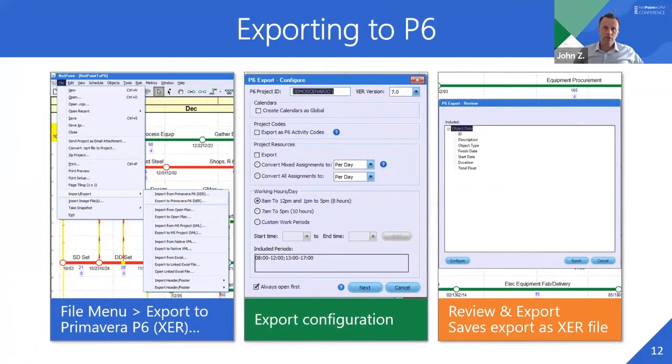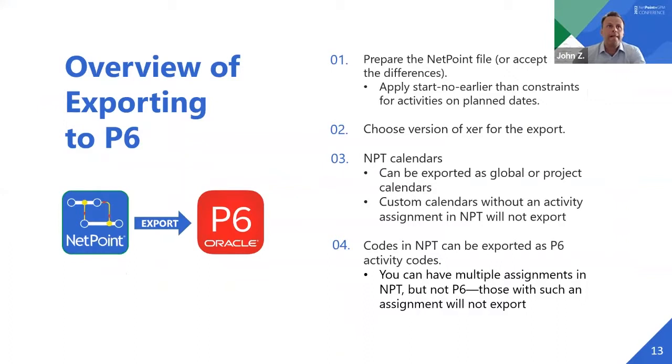Okay, so here are some screenshots of the export process. We will briefly overview this. So step one, you need to prepare your NetPoint file or accept the differences. And that's really talking about those planned dates. You can apply a start no earlier than constraint if you want to keep the dates the same. Step two is choosing the version of XER for the export.